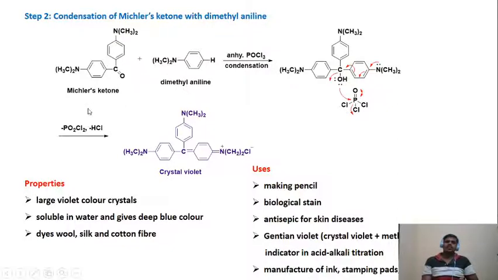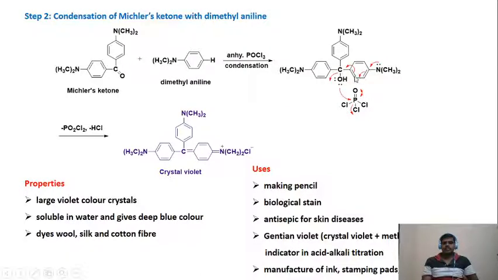Now this Michler's ketone is again reacted with dimethyl aniline in presence of anhydrous POCl3, okay, and this reaction is condensation. What happens over here, this ring gets attached to this carbonyl group and this becomes OH, okay, like this. Now the double bond on the nitrogen shifted into this carbon nitrogen bond.